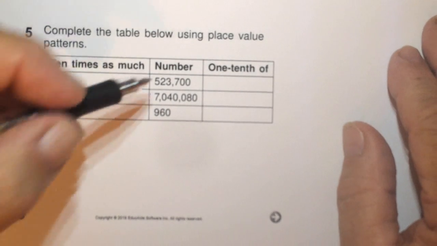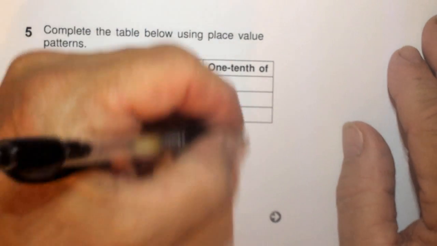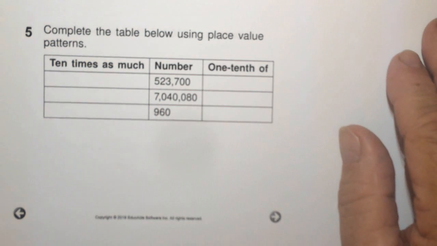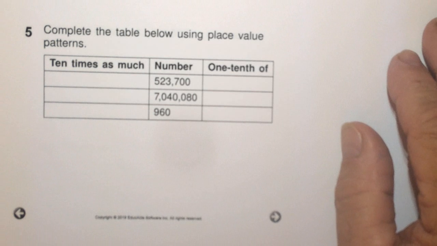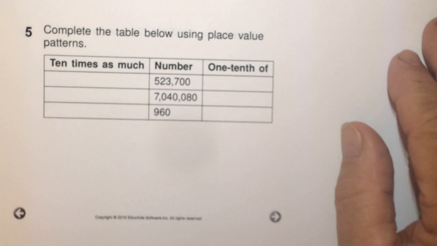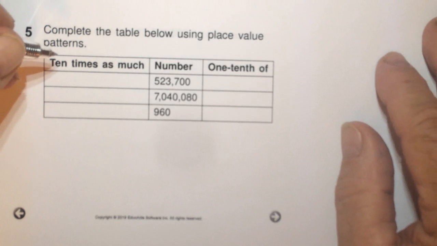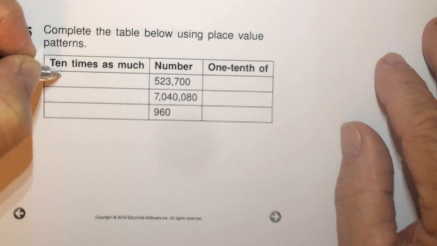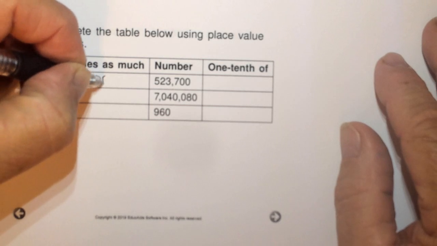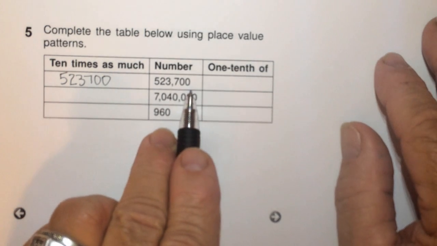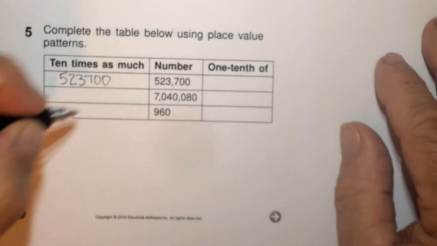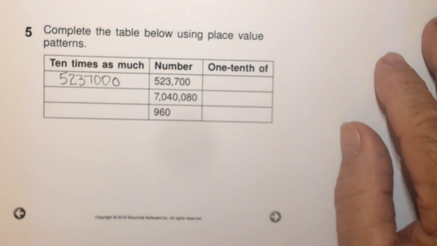Doing this table, we're starting with a number, and then we're going to have two different columns that we're going to fill in based off of these numbers. And it's just seeing if they understand place value. Anytime we multiply by 10, we're shifting every digit over one place value. And so the easiest way for me to teach them to do that is just write the same number without any commas. 5, 2, 3, 7, 0, 0. Now when I multiply by 10, I'm shifting all the digits left one place, so I have to add a trailing 0. So I need another 0 when I multiply by 10.